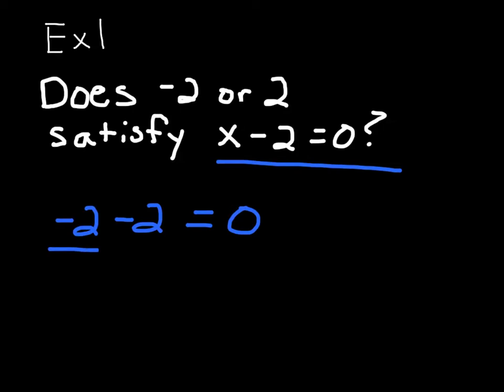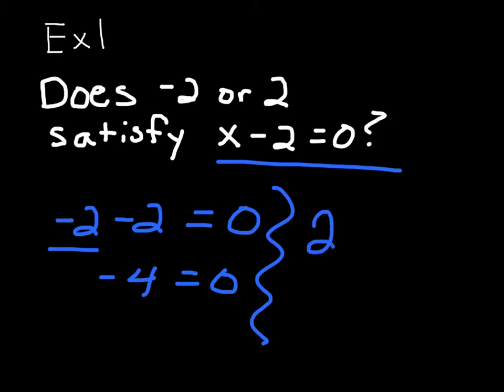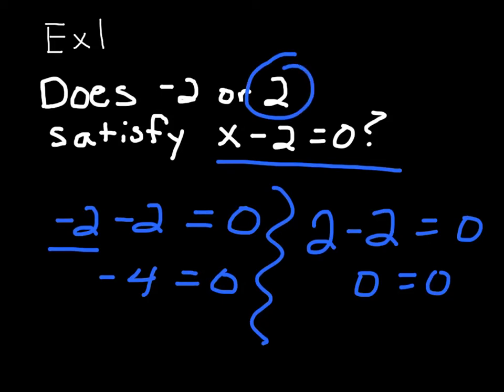If I have a negative 2 and then take away 2 more, that's a negative 4. And a negative 4 is not equal to 0. That's false. So we're assuming that probably the other value is going to work. If I put 2 in for x, 2 minus 2, is that equal to 0? We can see that it is. 2 minus 2 is 0. So the value that would make this equation true would be the value of 2.